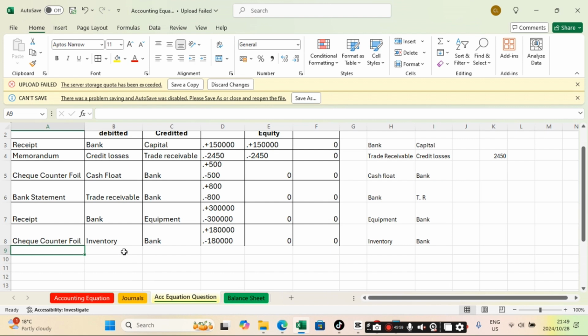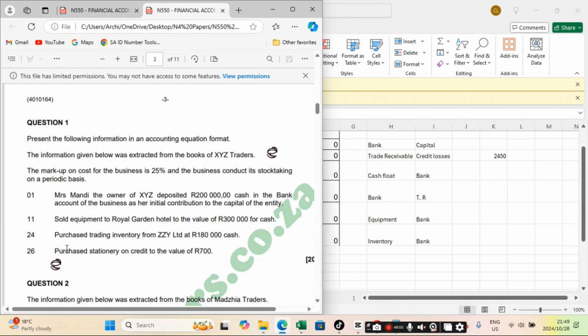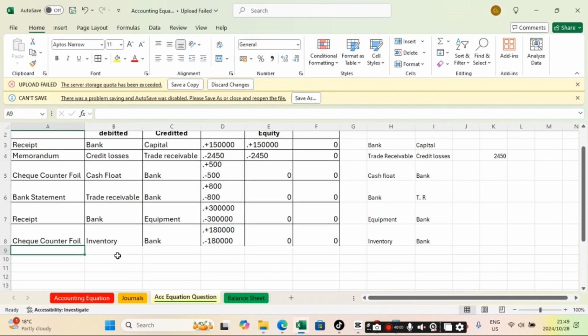Okay, so we move. What are we doing? We're doing our pay 20. The same purchase stationery on credit to the value of 700. So we purchased what? Stationery. Value of 700. So we made purchases, so we know when you purchase, it's cash counterfoil, né? So we made purchases, check, counterfoil.